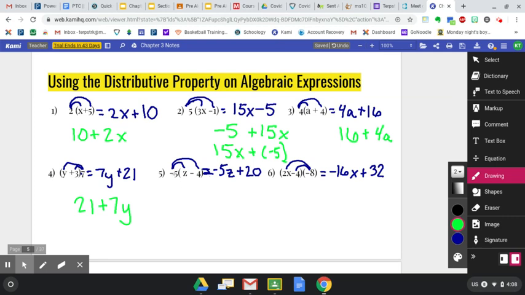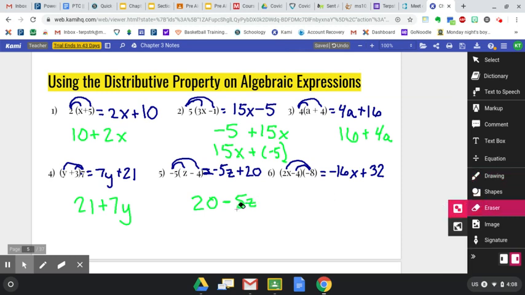Here, got to be careful because I have the -5 times the -4. That should give me positive 20. And I have -5 times z is -5z. If I were to rewrite this, I could have had 20 minus 5z. Sorry, let me erase that. That was a bad one there.